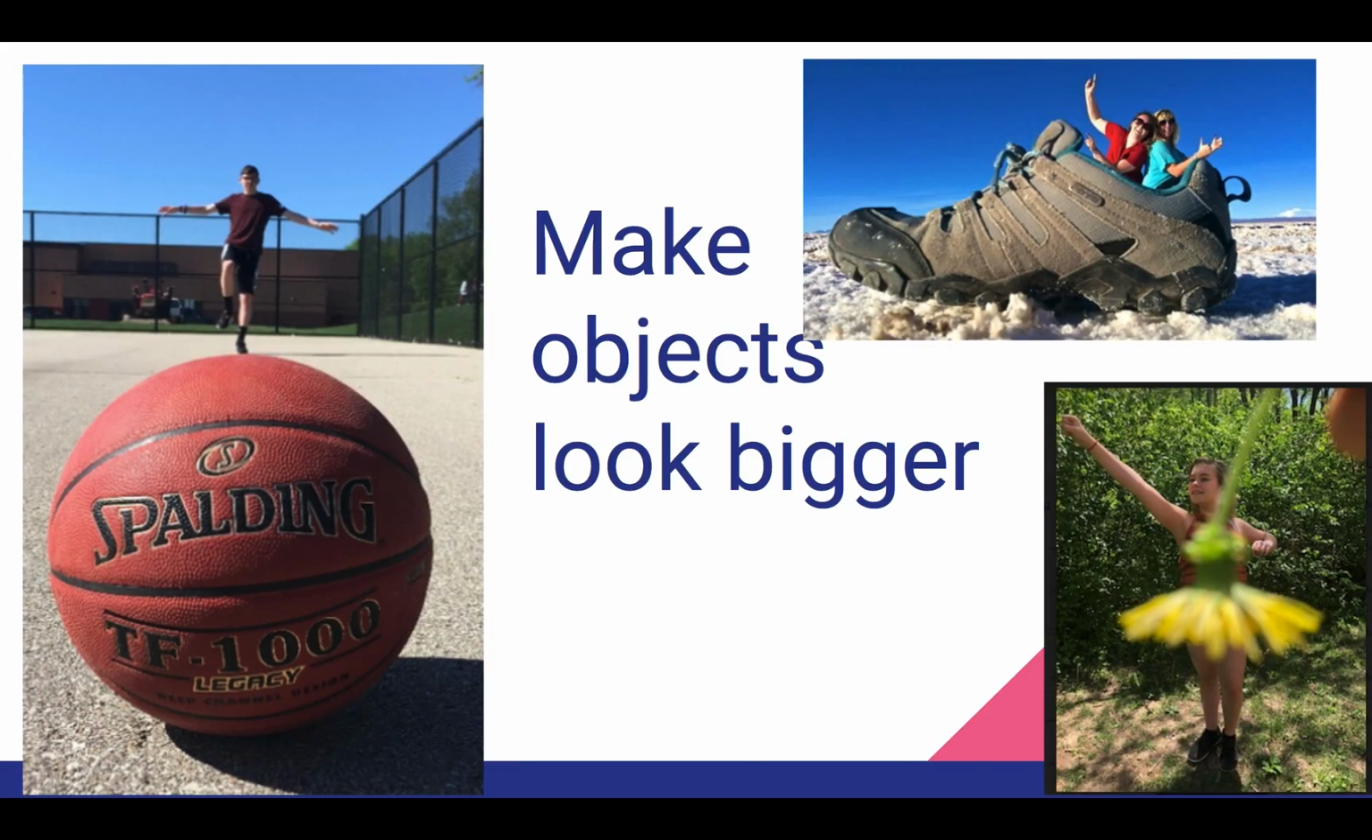Okay, you can also make objects look bigger. This is by bringing the object closer to the camera. So we've got a flower here that's way closer than the person who's standing behind it. We've got a basketball. This one's on the Hawker Grove basketball court. This one's back in the outdoor classroom. And so we see that example here as well.